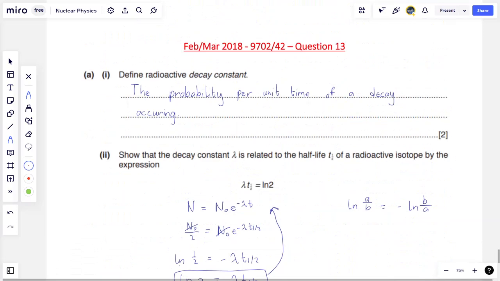Let's go back and let's see where we scored the marks. To define the radioactive decay constant, if I say probability of a decay occurring, great, but it's not just that, it's the probability per unit time. It's measured in per second. Both of these are required for the 2 marks.